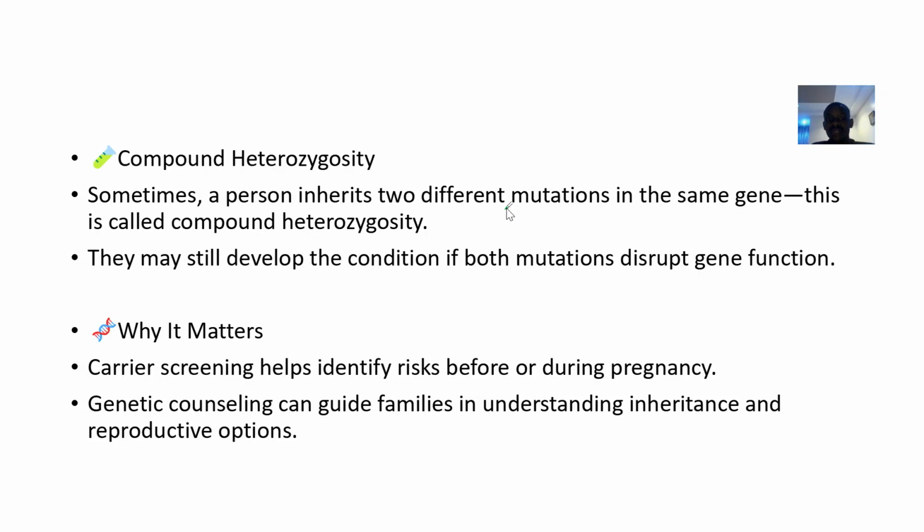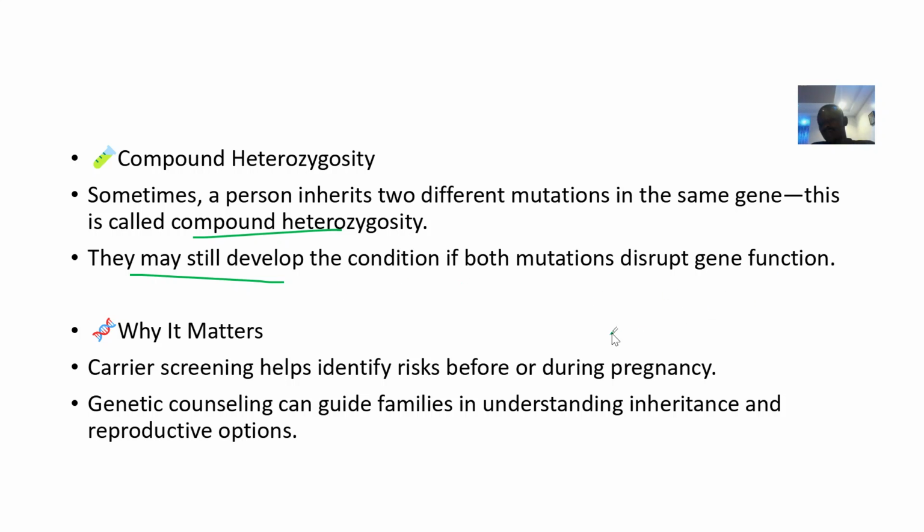So examples of diseases that you have only if you have inherited two traits. Most popular, sickle cell disease, right? People having SS, cystic fibrosis, Tay-Sachs disease, phenylketonuria, thalassemia. Okay, so sometimes a person inherits two different mutations in the same gene. This is called what? Compound heterozygosity. They may still develop the condition if both mutations disrupt gene function.